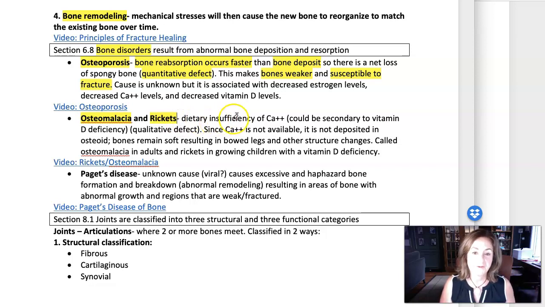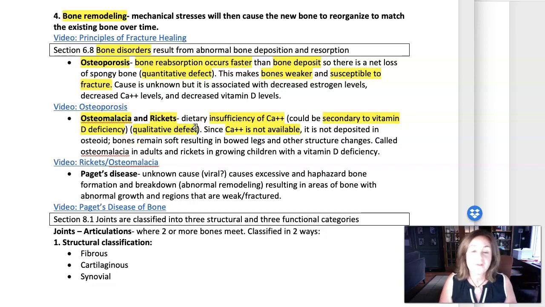Osteomalacia, what we would say in adults, or rickets, what we would say in children, that's a dietary deficiency. So it could be an insufficiency of calcium, or it could be a deficiency that's secondary to a vitamin D deficiency, because remember, we need vitamin D to make the hormone calcitriol to absorb the calcium into the blood. And so whatever the source of the problem is, basically we just don't have the calcium. Calcium is not available. Therefore, you do have the bone. Okay, so this is a qualitative defect.